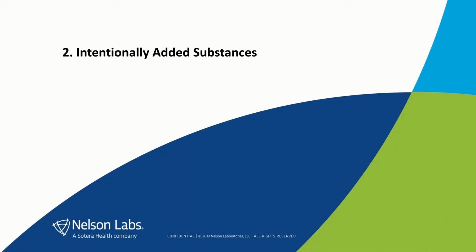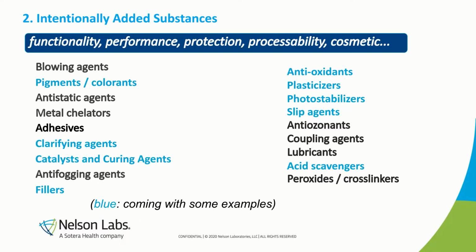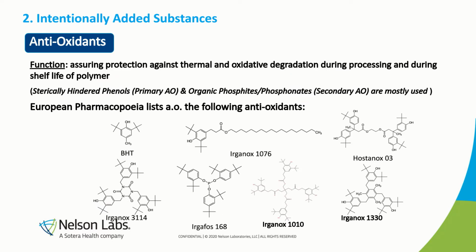First, we will start with the intentionally added substances. These compounds are added to a polymer to improve its functionality or its performance, or to protect the polymer either during the production or during its life cycle, or to have a better processability, for instance, or to change the cosmetic of the material. This is a non-limitative list of polymer additives here, and the additives that are highlighted in blue we will discuss during this presentation.